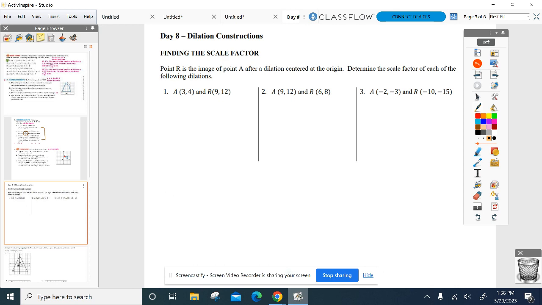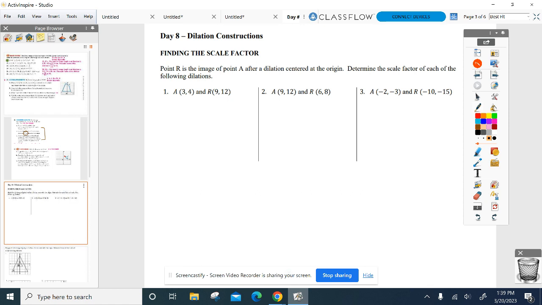I start out with point A, (3, 4). I did a dilation, and I ended up at (9, 12). What must have been my scale factor? Good news for you guys. If you read through it, where's the center of dilation? Oh, the origin. That's huge because I must have done what to (3, 4) to get (9, 12)?